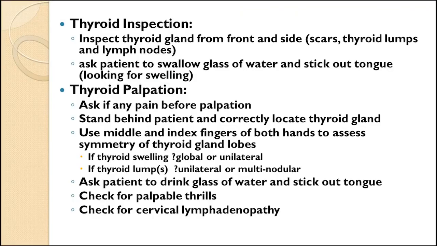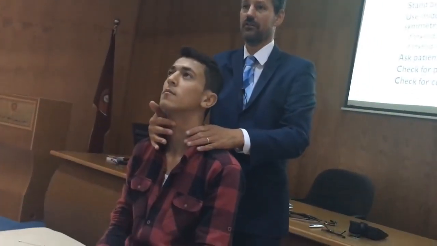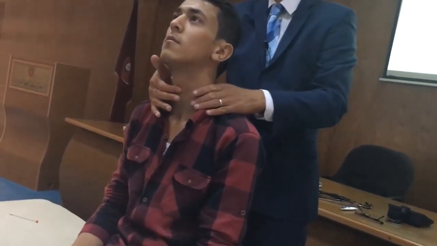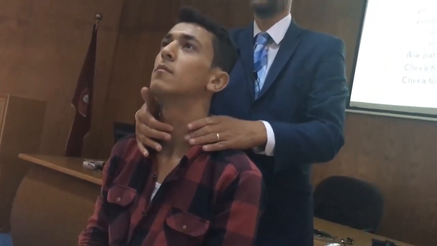Okay, so then we're going to move on to palpation. So I'm going to ask first of all, have you got any pain at all in your neck? If the patient's got an abscess or an infection, you want to make sure you don't cause any harm, or even a big goiter, they can be quite painful. And I'm going to come from the back. I'm going to check my landmarks, come down, feel the Adam's apple, come down a bit further, and there's the cricoid cartilage, just here.